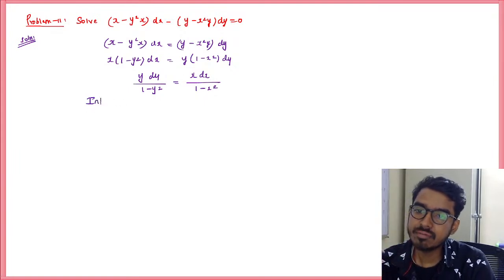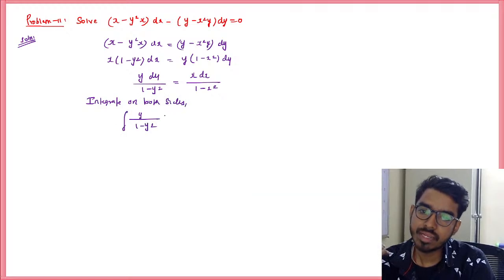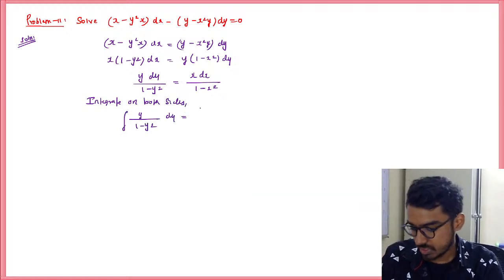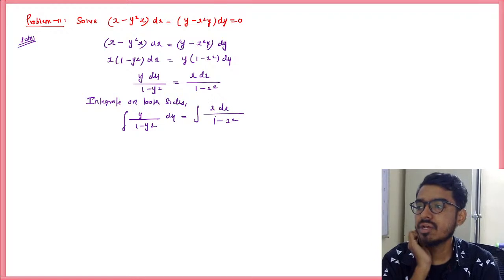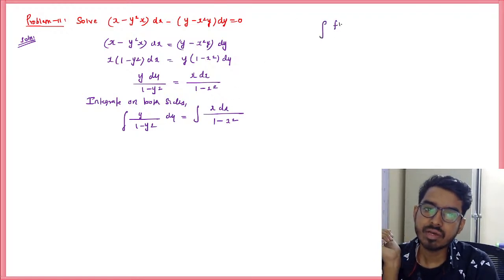So we will integrate on both sides. Integration of y divided by 1 minus y square dy is equal to integration of x dx divided by 1 minus x square. So we know integration of f dash of x by f of x is log f of x.